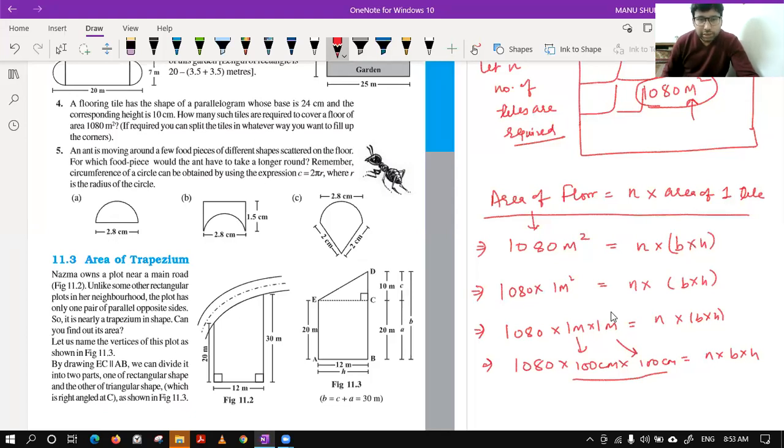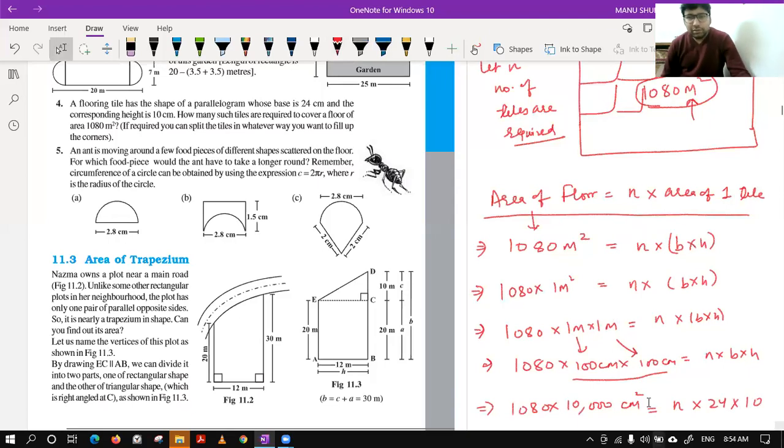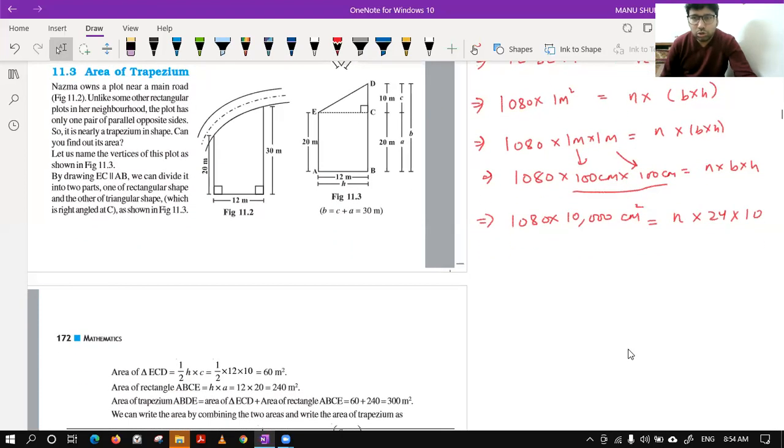Okay, now it becomes 1080 into 10,000 centimeter square is equal to n, which is a variable. What is the value of b? The value of b, that is base of tile, is 24 centimeter and the height is 10. Now let's make this n alone on the right hand side. What will happen? 1080 into 10,000 upon 24 into 10.